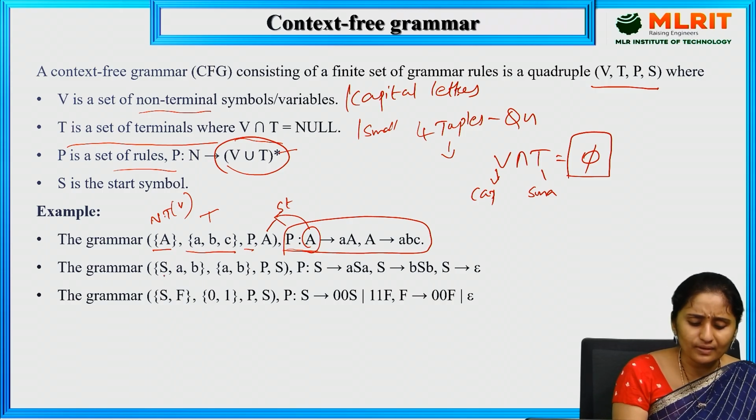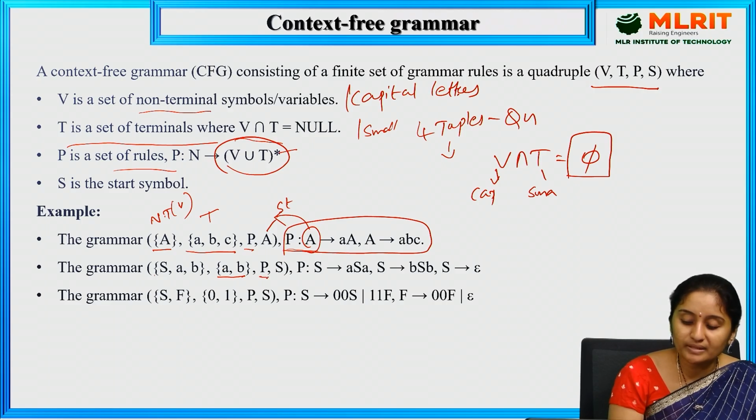See here, the second one. Here it is having a non-terminal, yes, non-terminal is there. And here I have A comma B. A comma B are the terminals, consisting of small letters. P is nothing but the production rules, and S is nothing but the start symbol.